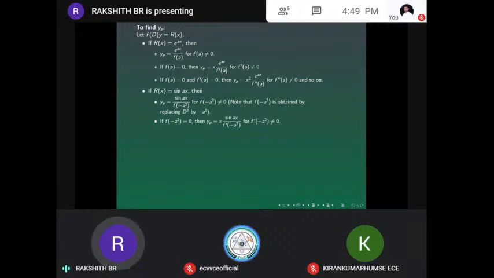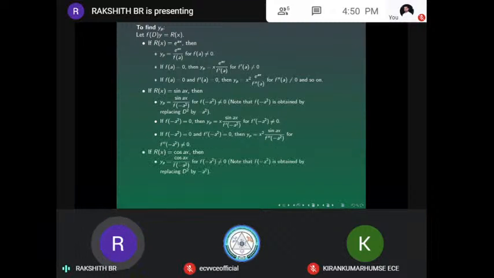And suppose if f of minus a square is equal to 0, then Yp stands for x sin ax by f dash of minus a square. Again, the same pattern. Okay. This is true for f dash of minus a square not equal to 0. Again, suppose if f dash of minus a square is 0, then Yp is given by x square sin ax by f double dash of minus a square. So this process continues until the derivative is non-zero.